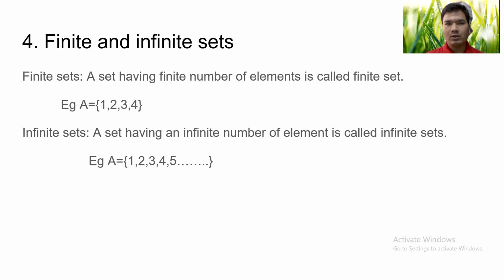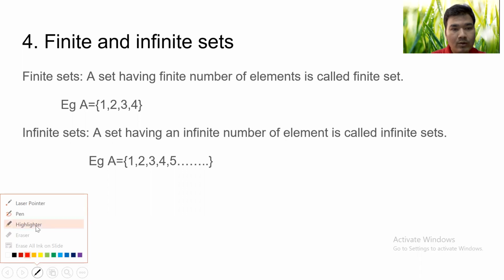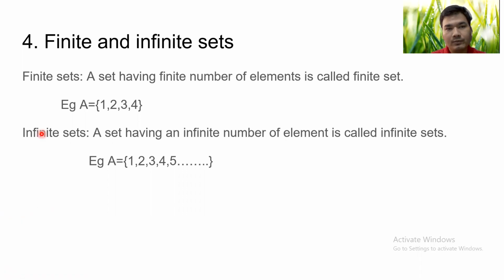First of all, I want to talk about finite and infinite sets. It starts from number 4 because some of the terms I explained in previous classes. What is the meaning of finite and infinite sets? I am going to tell you about it. Finite means countable. Definition: a set having a finite number of elements is called a finite set.